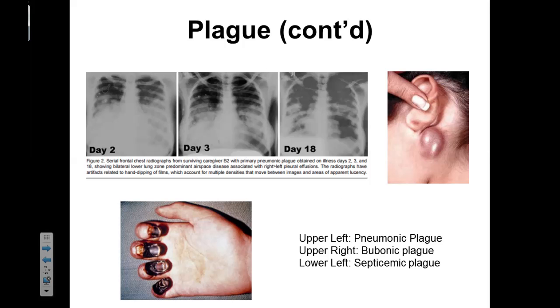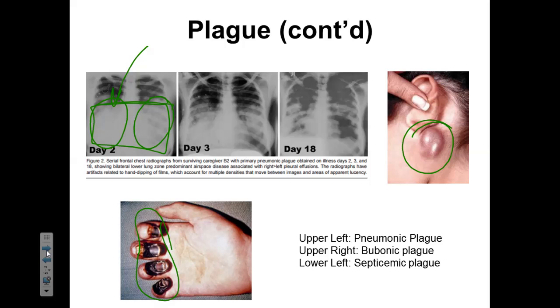Here is the telltale darkening of the skin that's associated with septicemic plague. Here is a swollen lymph node from the bubonic plague. And then the pneumonic plague is when the infection occurs in the lungs and fills the lungs with fluid. So here we can see day 2 of the symptoms. The patient's lungs are almost 2/3 filled with fluid, but this patient recovered, and by day 18, their lungs were almost cleared.